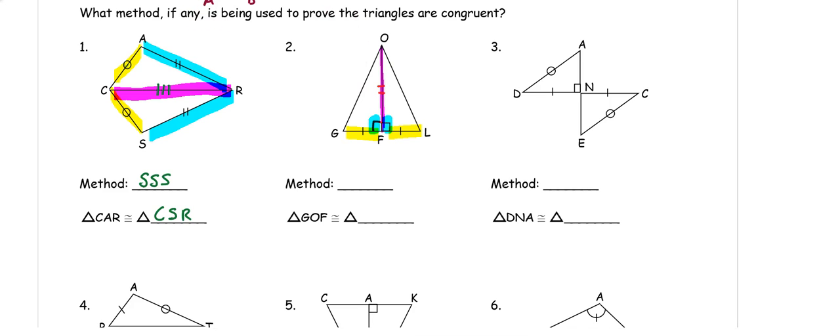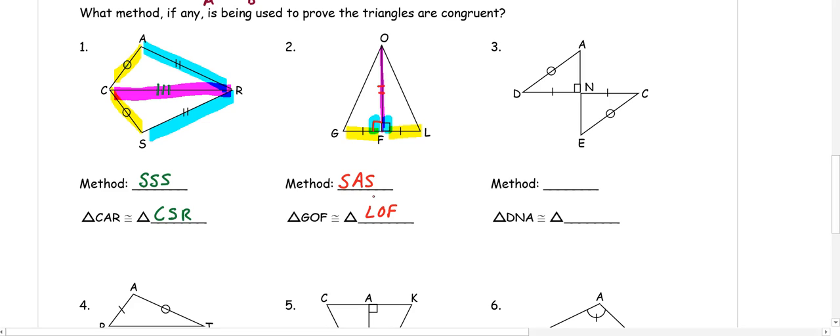Our method in this case would be side, angle, side, because we have our sides and we have the angle touching both sides, so it's the included angle. So in this case, triangle GOF is congruent to LOF. If O and F are the shared side, they have to be the last 2 letters in the name of the triangle.